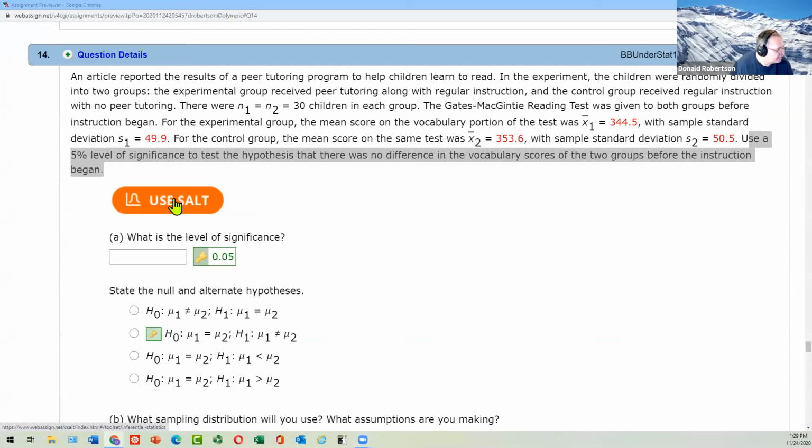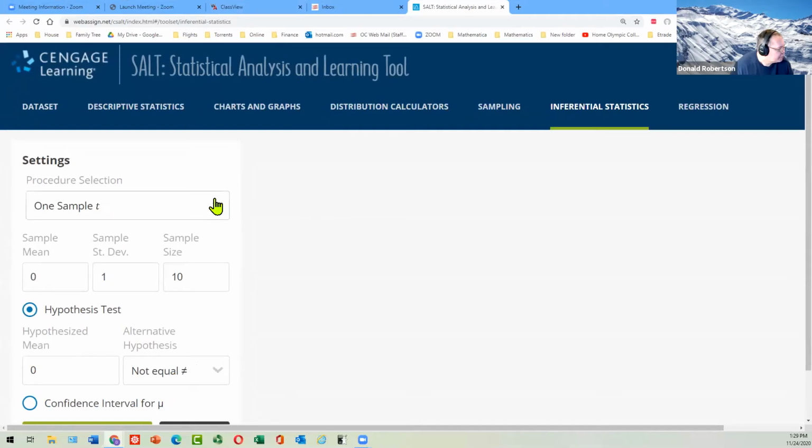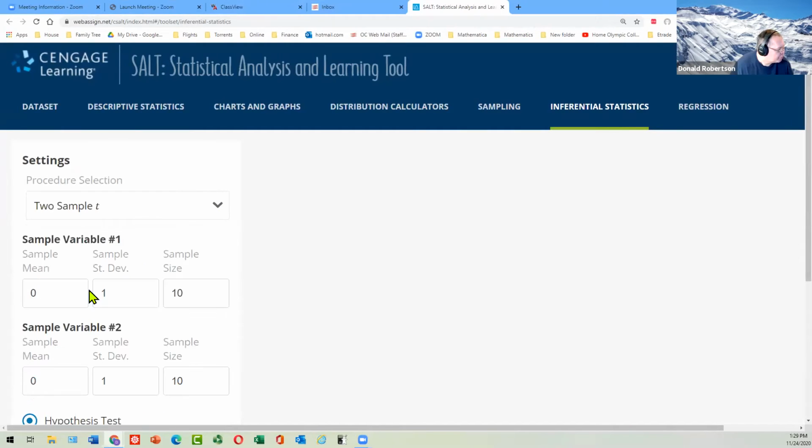Let's move back in and use SALT to do the number crunching then. If I click on this, I should be able to do a 2 sample test. The sample mean was 344.5, the standard deviation was 49.9, and the sample size was 30.